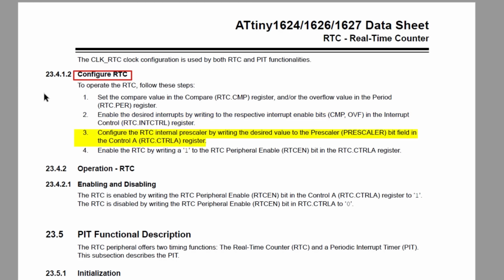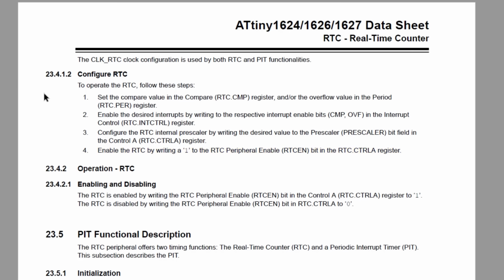Step 3, configure the RTC internal prescaler by writing to the prescaler bit field in the RTC control A register. Step 4, enable the RTC by writing a 1 to the RTC peripheral enable bit in the RTC control A register.